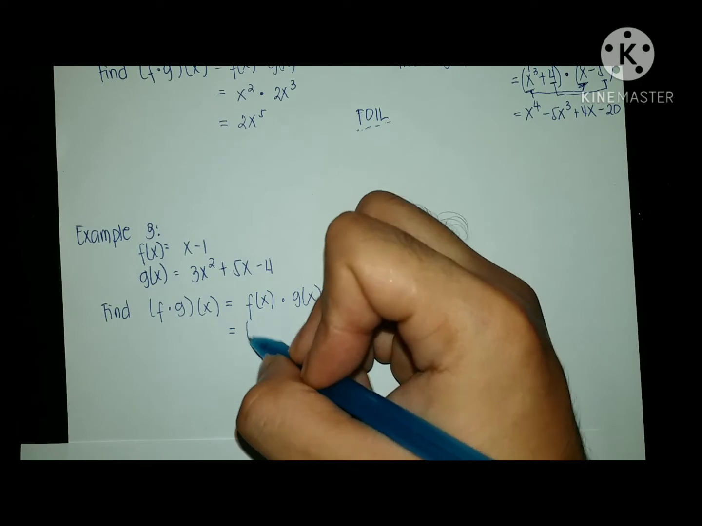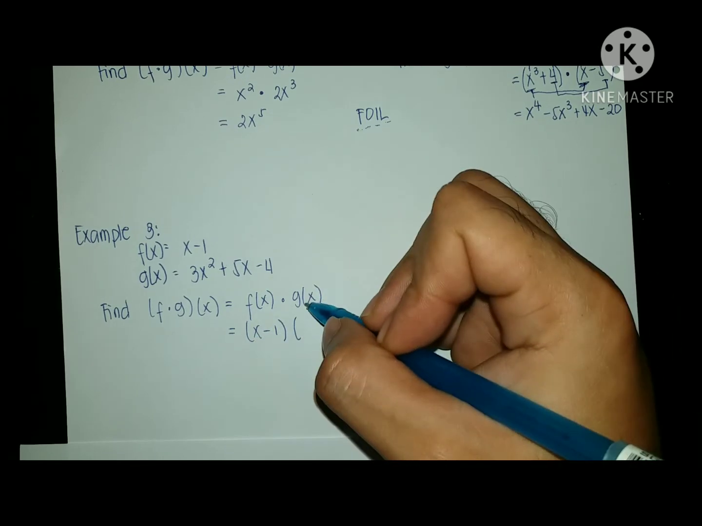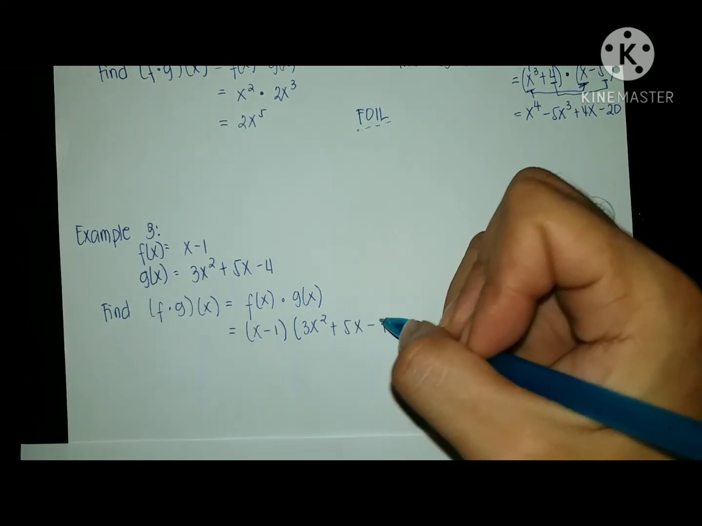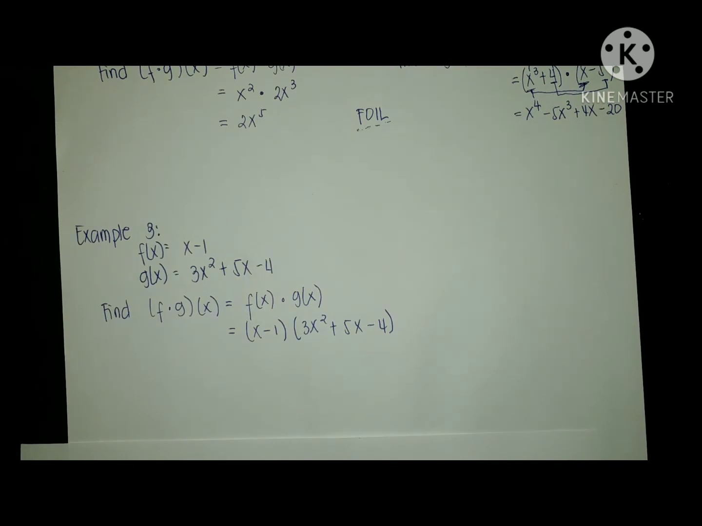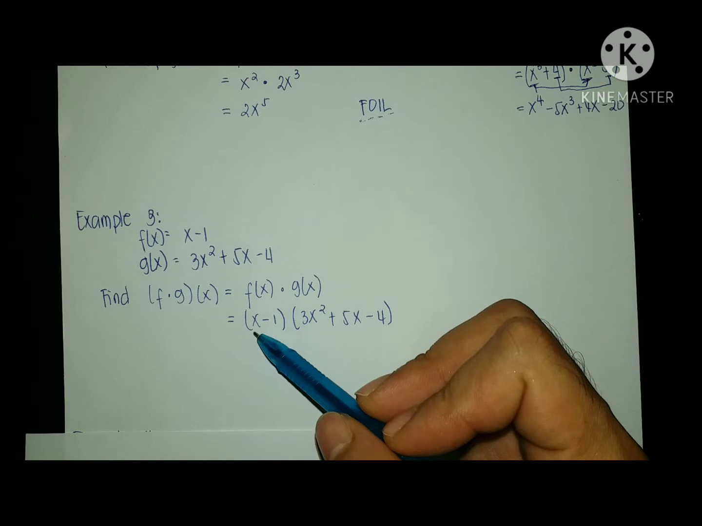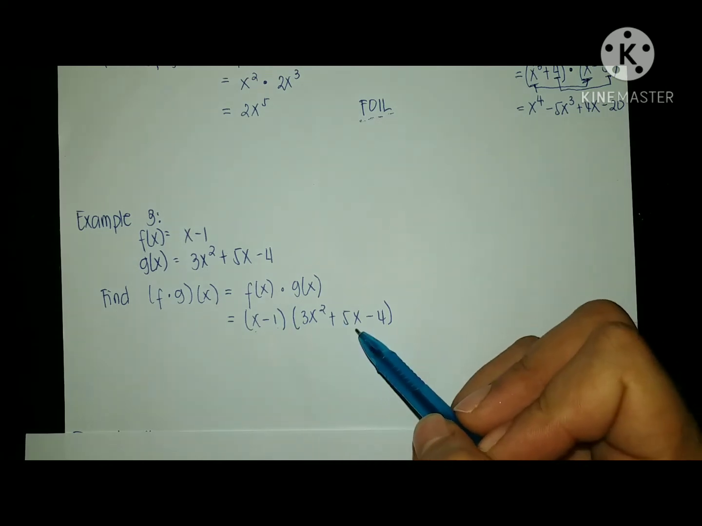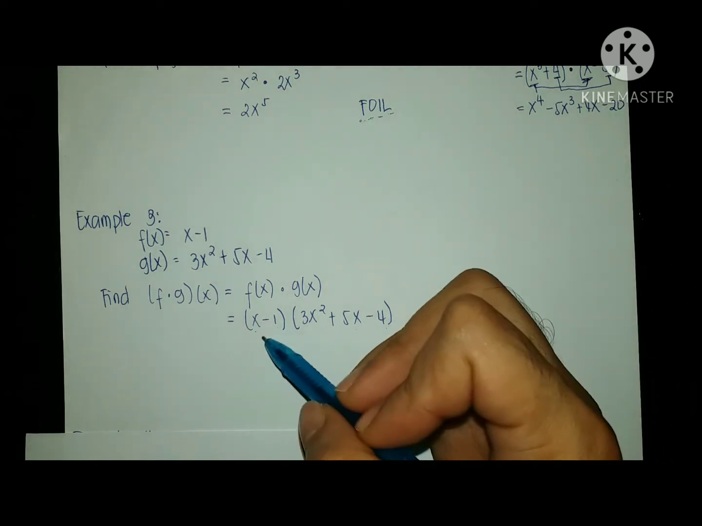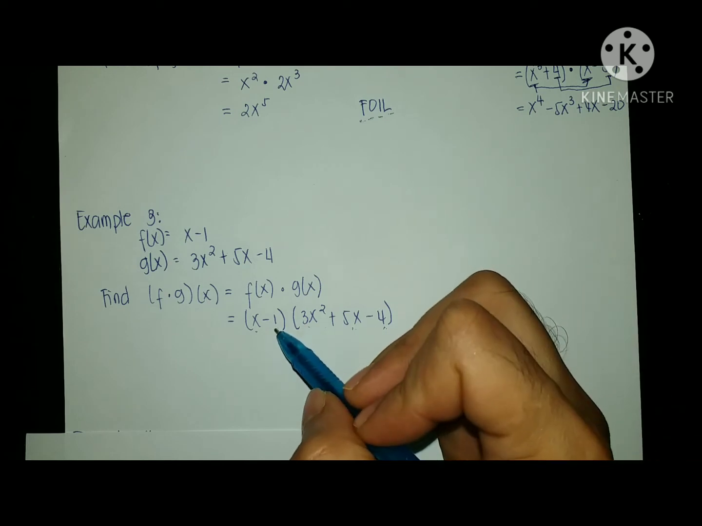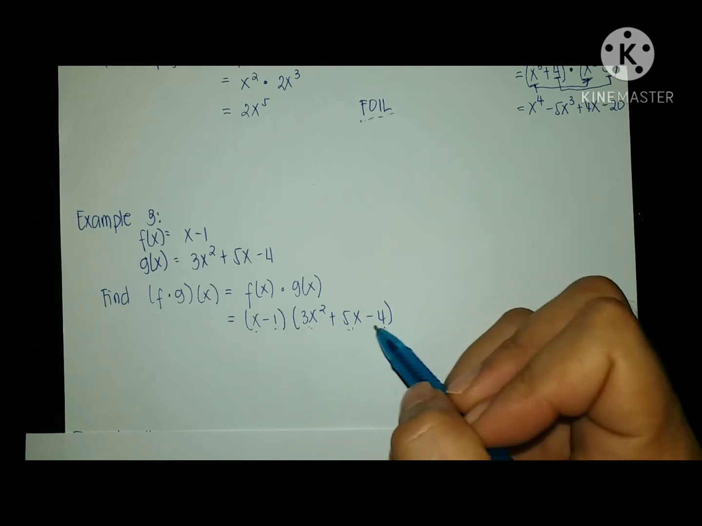So that is f of x, which is x minus 1, then multiplied by g of x, which is 3x squared plus 5x minus 4. So in this case, this is a product of a binomial to a trinomial. So we cannot apply FOIL method anymore. It is because they are not balanced anymore. So what we can do here is to multiply all the terms here in each terms here. So meaning to say, x will be distributed on each terms here. The negative 1 will also be distributed on each terms here.